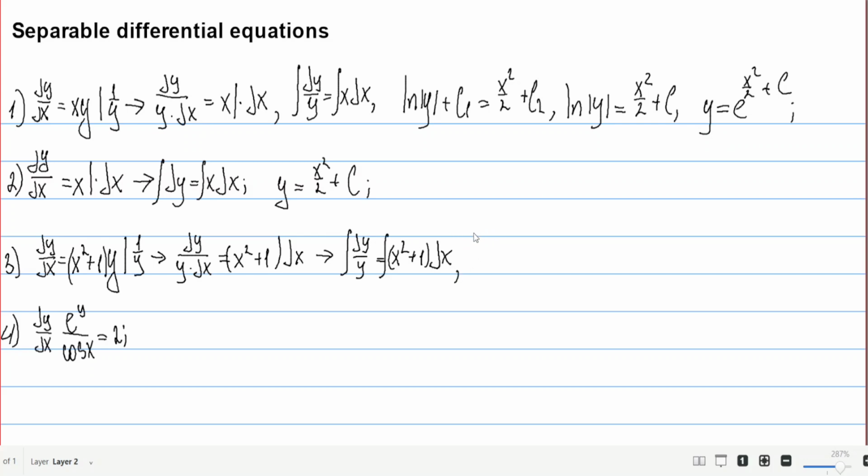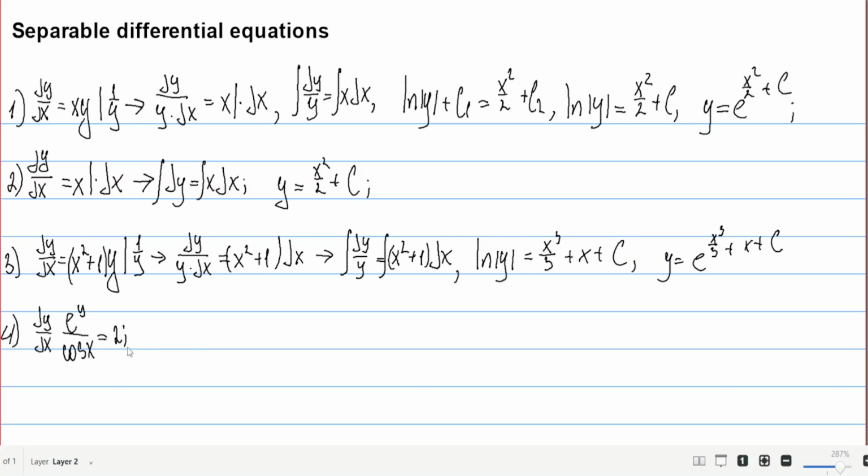The integral of dy over y is equal to the natural log of y, and the integral of x squared plus 1 times dx is equal to x cubed over 3 plus x plus some constant c, or y is equal to e to the power of x cubed over 3 plus x plus some constant c. And let's finish our video with the last equation, which seems to be even more complicated than the previous one.